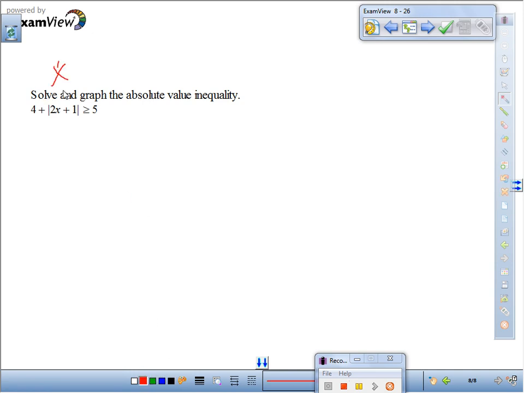Write your note again. You should know what to write there. Write your note. What do you see? Absolute value equals 2 solutions.